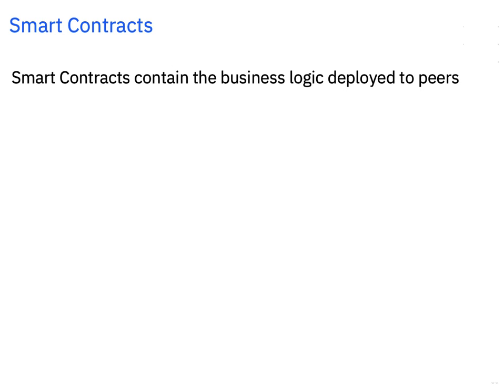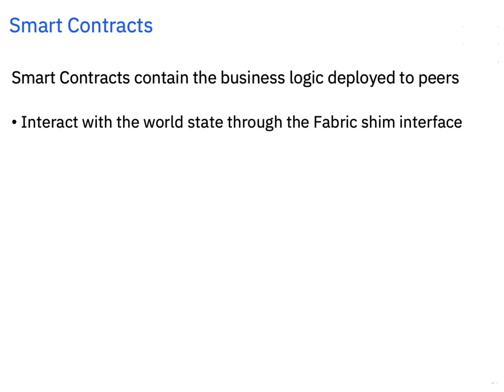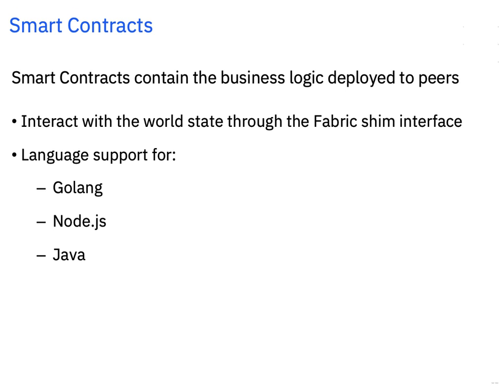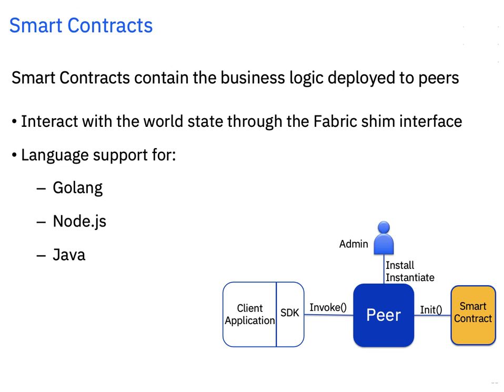One more keyword that I spoke about: smart contract. A smart contract contains the business logic, it is deployed to the peers, and it interacts with the world state through the Fabric shim interface. The languages supported for smart contracts in Hyperledger Fabric are Golang, Node.js, and Java. All those languages you can use for creating a smart contract application.